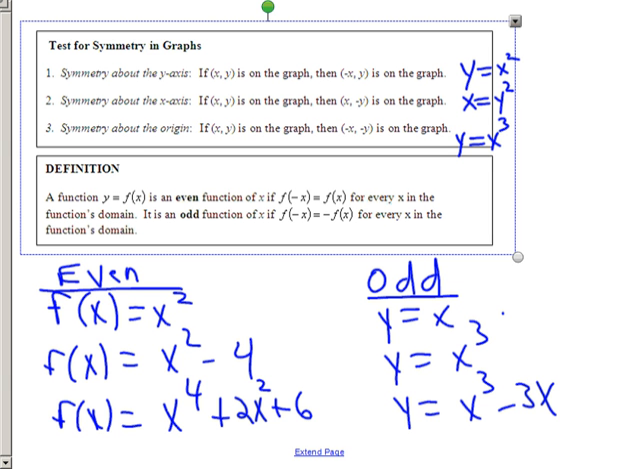And we'll look at a wide variety of functions throughout the year. Here's some examples with polynomials, but we'll also look at trigonometric, we'll look at rationals, we'll look at a lot of different functions and try to determine whether those functions are odd or even. If they are, it really helps with our analysis and our mental picture of what that graph is going to look like. So it is important to know whether functions are odd or even.